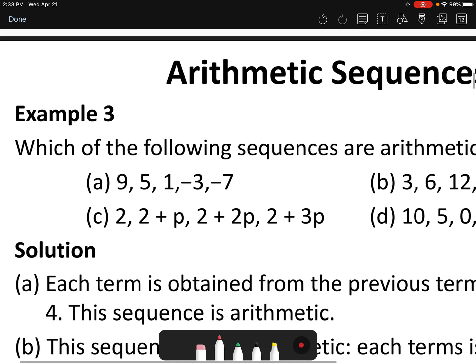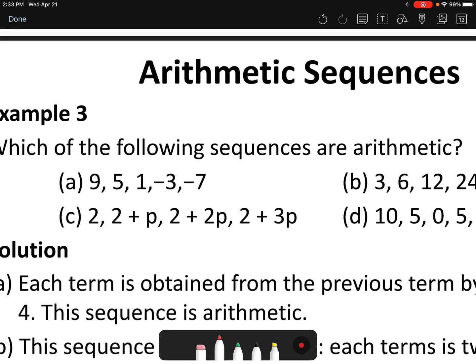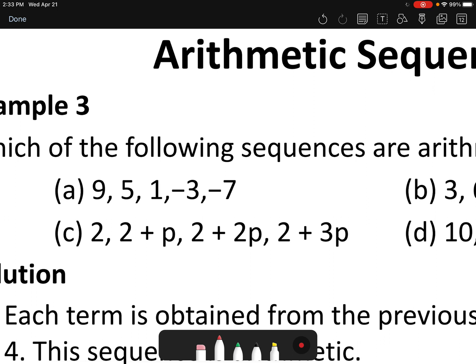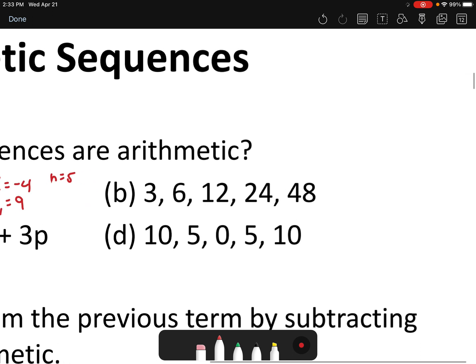So for example, which of these sequences are arithmetic? 9, 5, 1, negative 3, negative 7. Well, let's see. We have a difference of minus 4, minus 4, minus 4, minus 4. Okay, so we have a common difference. If we want to find the formula, we would have d equal to negative 4, and a sub 1 is 9. There are 5 terms, and we could find any term using this formula. So that is arithmetic.